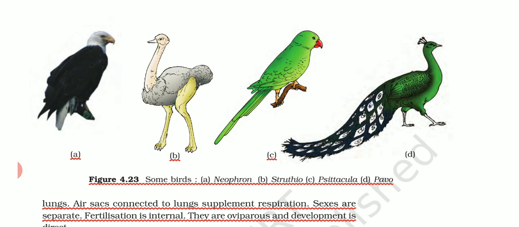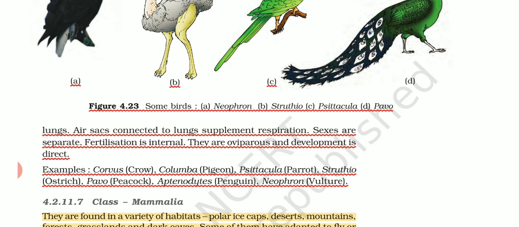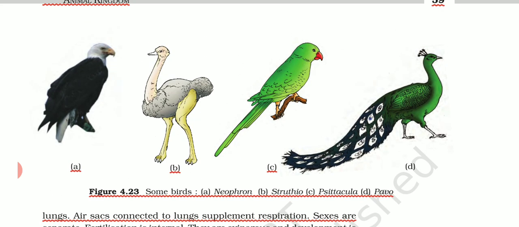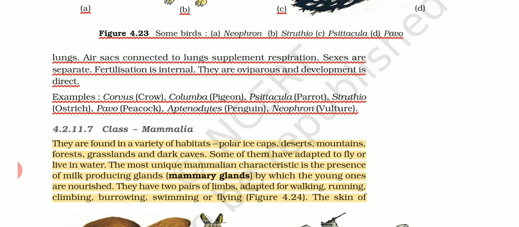Other features are almost the same as we have studied in other classes. Sexes are separate. Internally they will fertilize. They are laying eggs and there is no stage like larva. Examples can be any bird which you like the most, you can give that. So it's up to your wish.